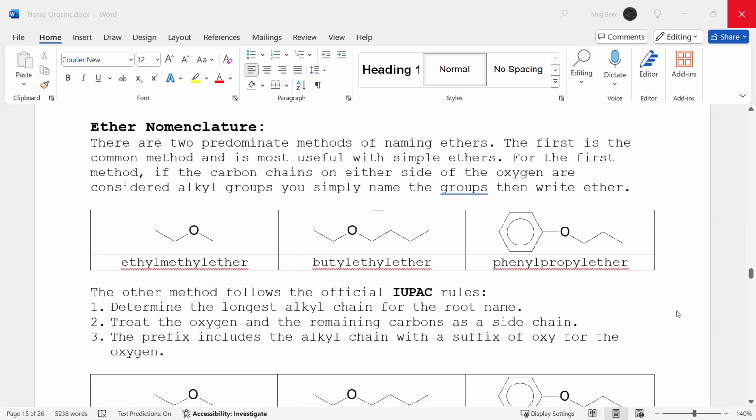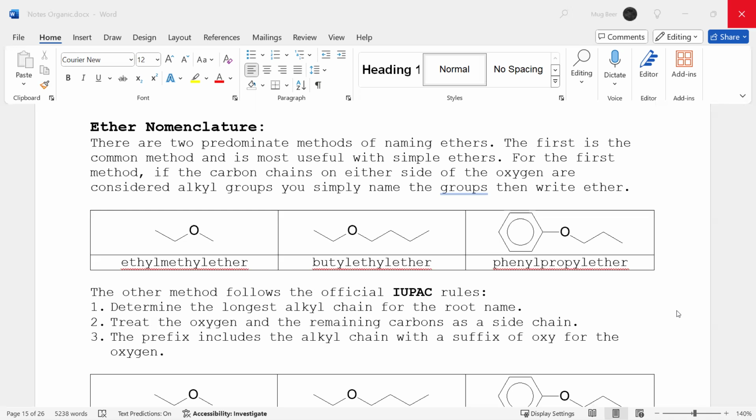Okay, so the ethers are kind of fun to talk about, at least the common names, but we'll talk about the IUPAC naming and then the common naming for this. So for the common naming, you identify something as an ether because it's an oxygen that's sandwiched between 2 carbons, whether it's a long chain or a short chain. Regardless, I've got a carbon and then an oxygen and then a carbon.